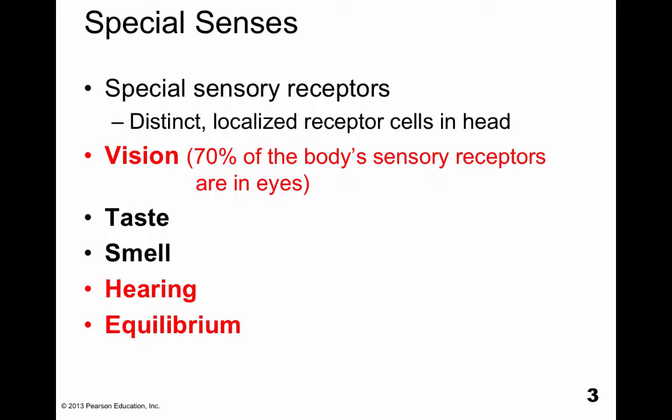Now, if you look, 70% of the body's sensory receptors are in the eye, and that is just a part of vision. So a big chunk of them are involved in what we see. You have taste and smell, and then you have hearing and equilibrium. And equilibrium involves the ear as well as hearing. Just to give you an idea, about half of the cerebral cortex in the brain is involved in just visual processing, if that gives you a scope of how important vision is.